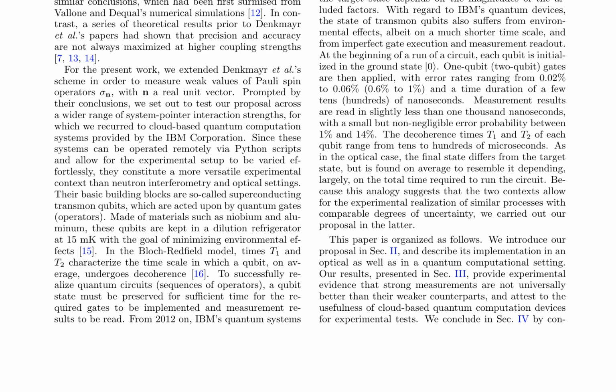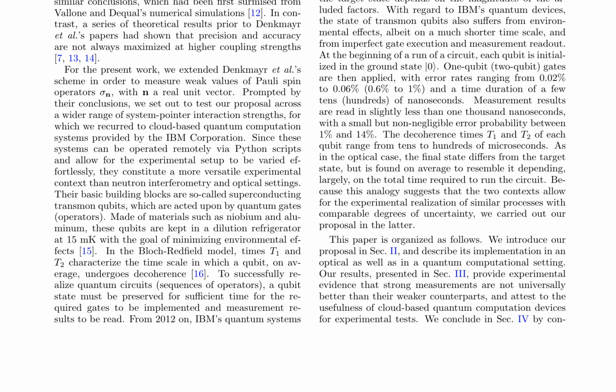The paper's primary contribution is a proposal for measuring weak values of Pauli spin operators sigma_n, where n is a real unit vector. This proposal is implemented in both optical and quantum computational settings. The results demonstrate that strong measurements are not universally superior to weak measurements, and highlight the usefulness of cloud-based quantum computation devices for experimental tests.